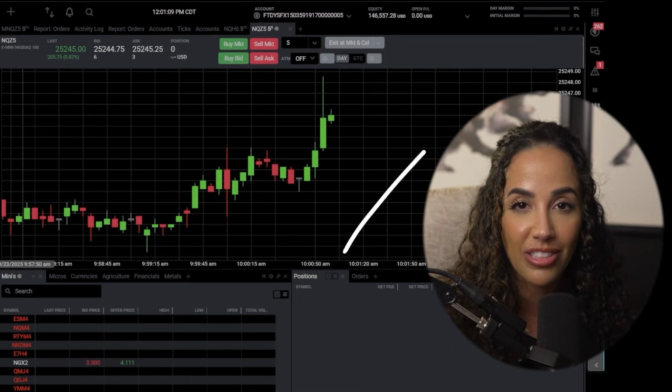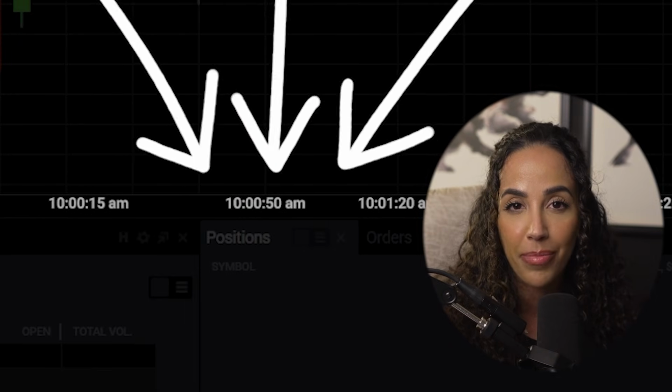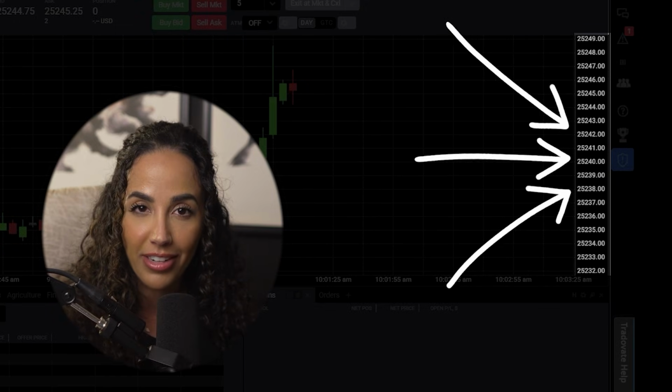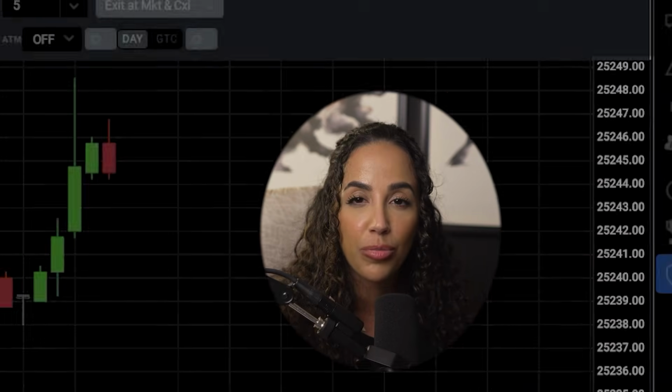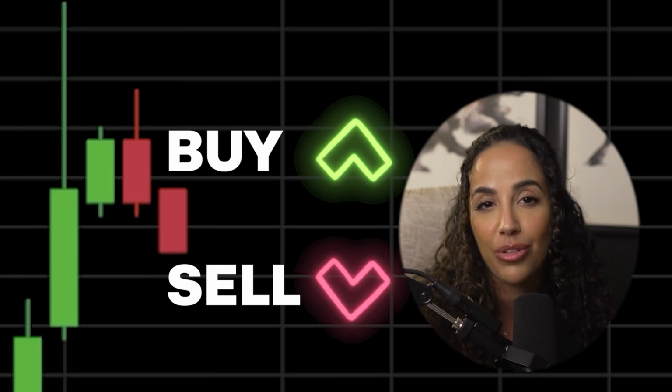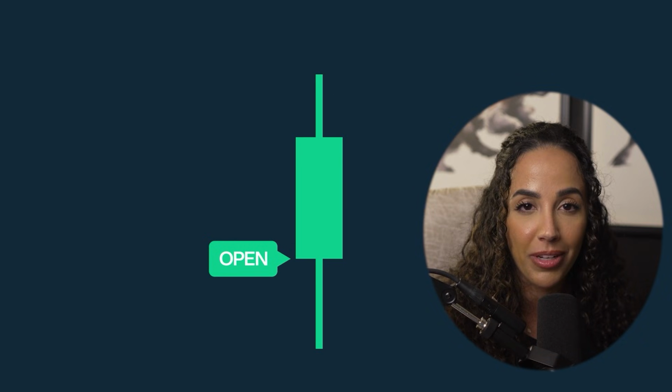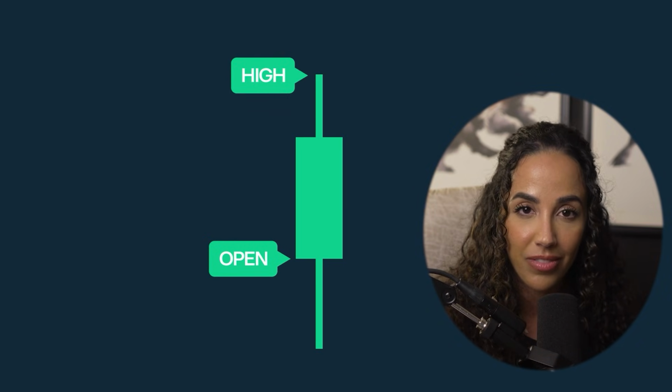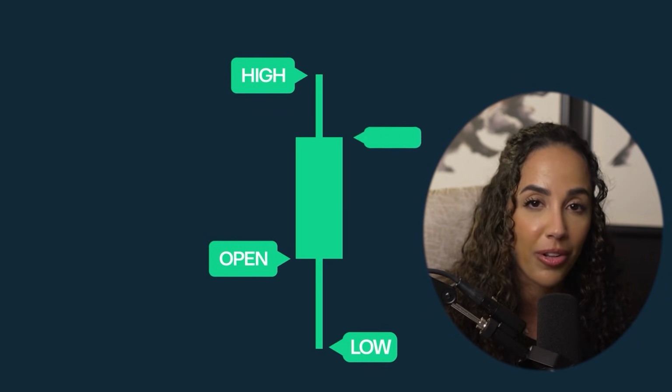All right, let's break down what you're actually looking at on the screen. The horizontal axis, which is the x-axis, shows the time. The vertical axis, the y-axis, shows price. Each movement up or down represents real traders making buy and sell decisions in real time. Now, let's talk about candlesticks, the building blocks of every chart. Each candlestick tells a 4-part story. Where price opened, the highest it went, the lowest it went, and where it closed.